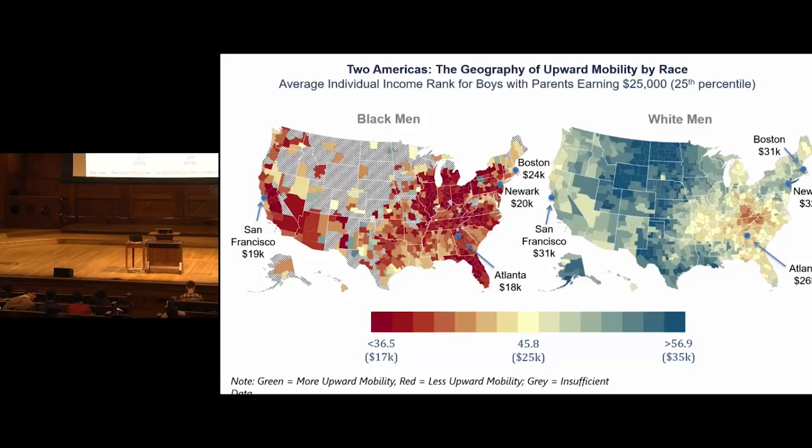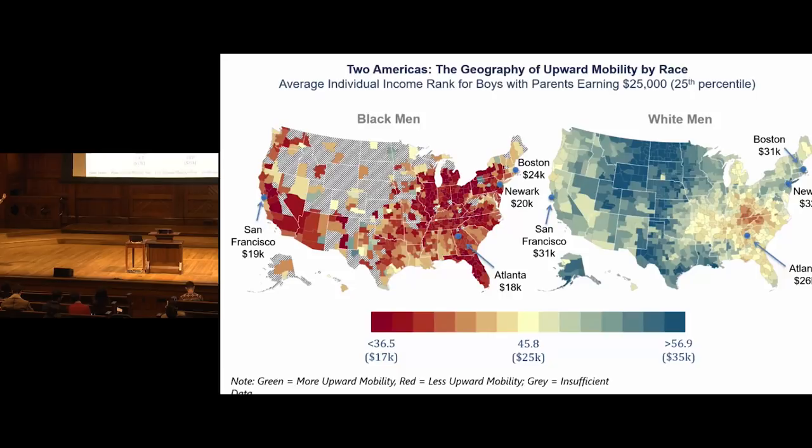One way to think about it is it's almost like you have two Americas, completely different rates of intergenerational mobility, of upward mobility for white and black men. And so, coming back to the question that was asked earlier about how this varies across places, what you can see is that there is essentially no place in America where you don't have a quite significant black-white disparity in terms of rates of upward mobility.